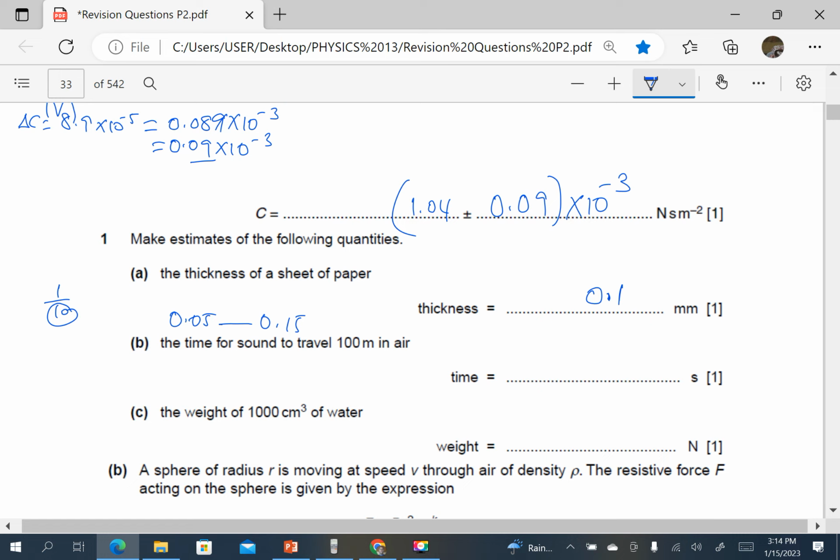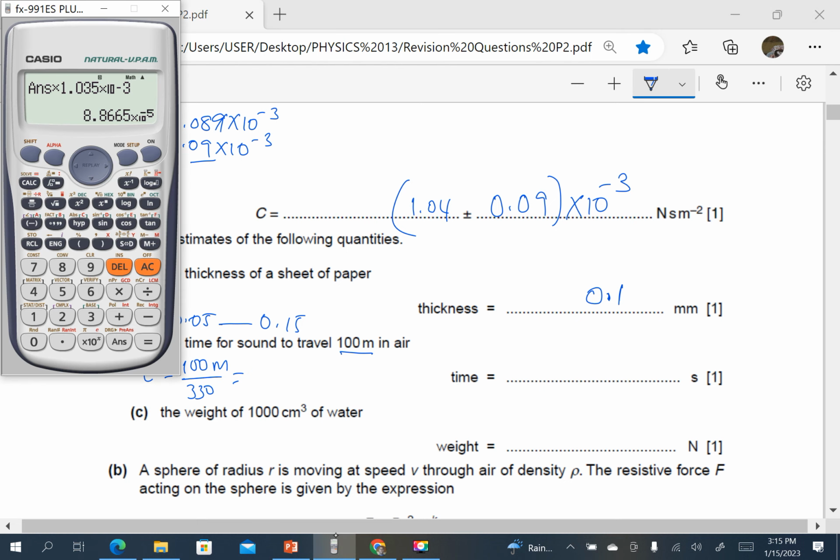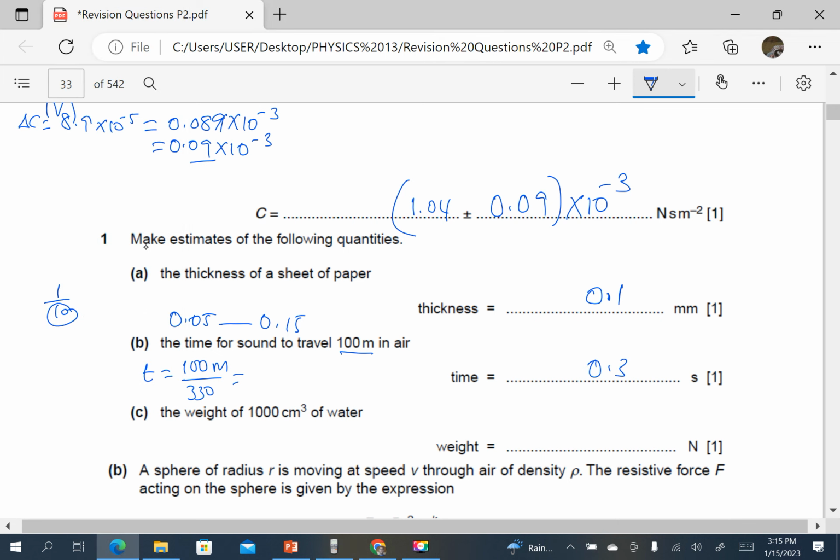The time for sound to travel 100 meters. We know time is distance over speed, which is 100 meters over the speed of sound, approximately 330. When I press my calculator, 100 divided by 330, that is approximately 0.3. So this is approximately 0.3 to one significant figure. But actually the time can be between 0.25 up to around 0.5 seconds, depending on the choice of the speed of sound in air.